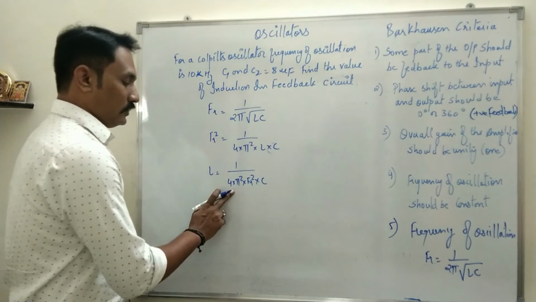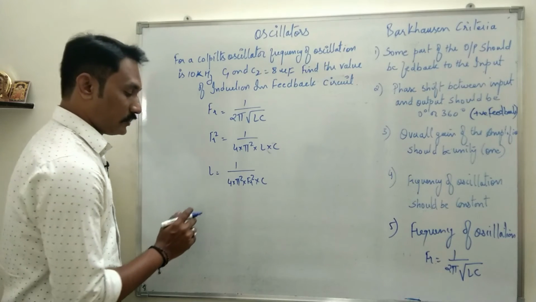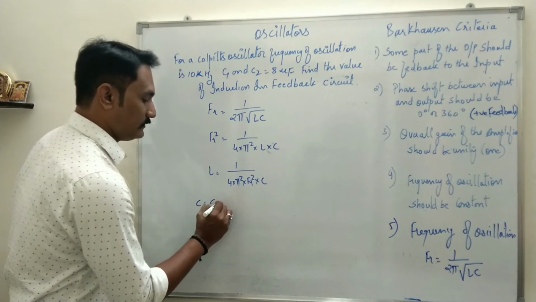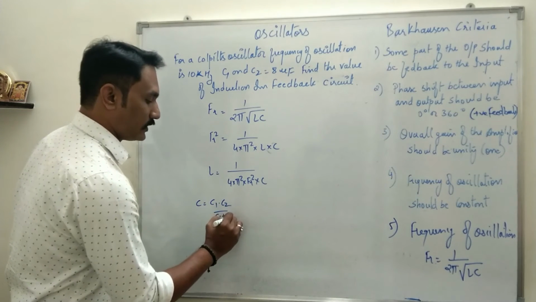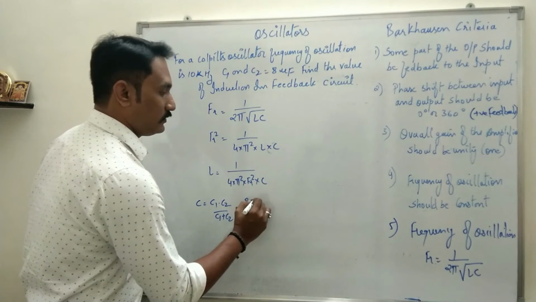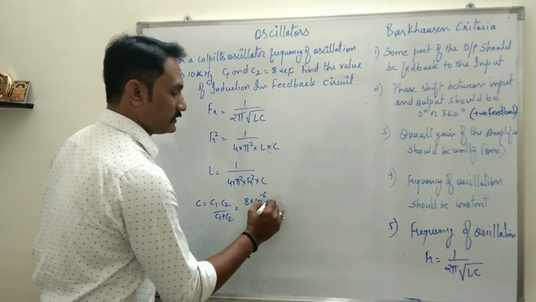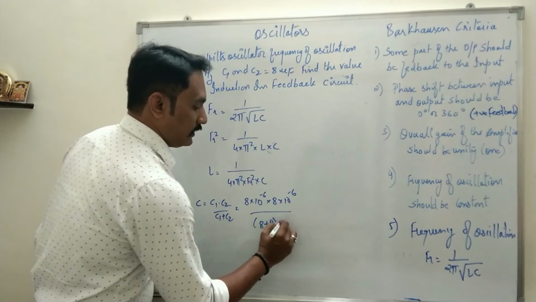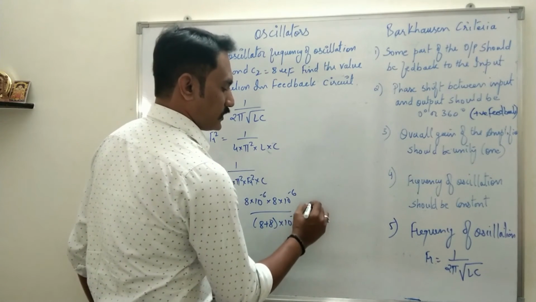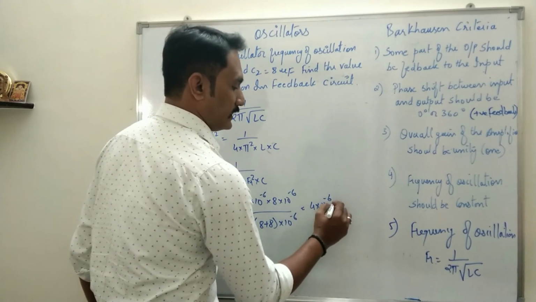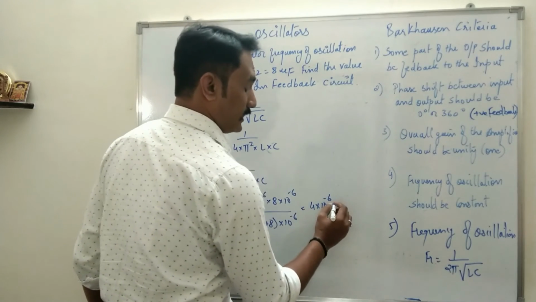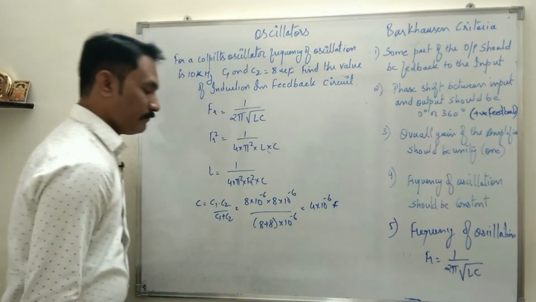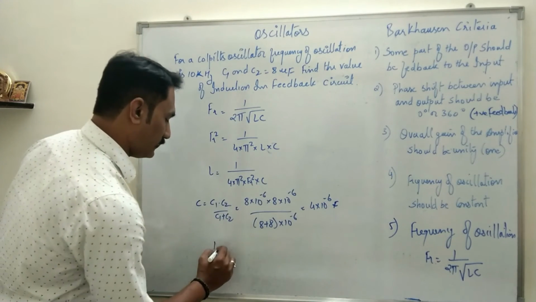Now in case of Colpitt's oscillator, what you can see is 2 capacitors are connected in series. So the value of C is C1 into C2 upon C1 plus C2. So it will be 8 into 10 to the power minus 6 microfarad into 8 into 10 to the power minus 6 upon 8 plus 8 into 10 to the power minus 6. This comes out to be 4 into 10 to the power minus 6. This is the equivalent value of the capacitors, and of course the unit of capacitance will be farad. Now we have to just substitute the values over here and get the value.